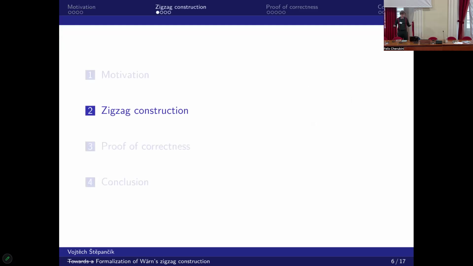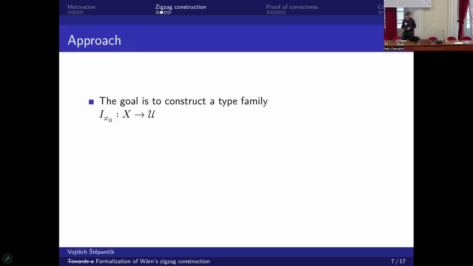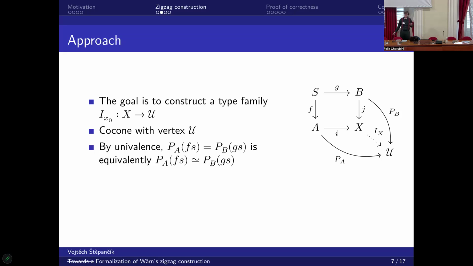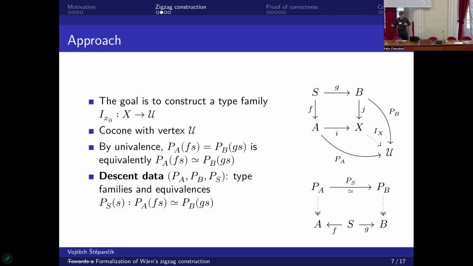Which now brings us to some description of the zigzag construction. So what we want, as I said, is to construct this type family over the pushout, which is by definition a function from the pushout into the universe. So we can use a cocone with a vertex in the universe, and then that induces this type family. And this cocone consists of two type families, PA and PB, and a homotopy. But by univalence, we can replace this homotopy with a family of equivalences. And so we give this new structure a pretty sounding name. We call it descent data.